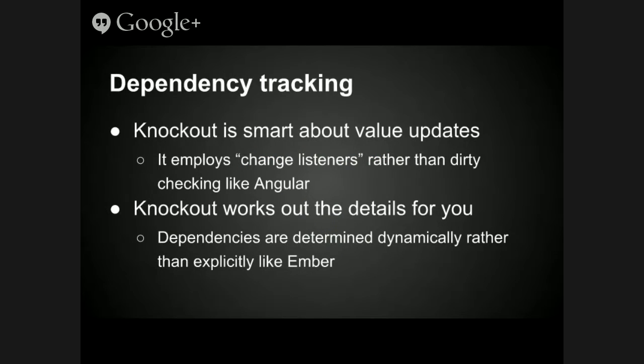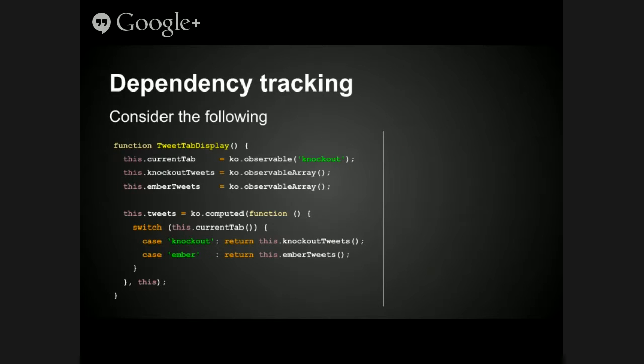Knockout's smart about its updates. So it uses change listeners rather than dirty checking in Angular. And it also works out the details about what those dependencies are automatically. All of those observables are proxy functions, and when you compute a computed, Knockout works out which observables it needs to subscribe to changes for automatically every time the computed gets re-evaluated.